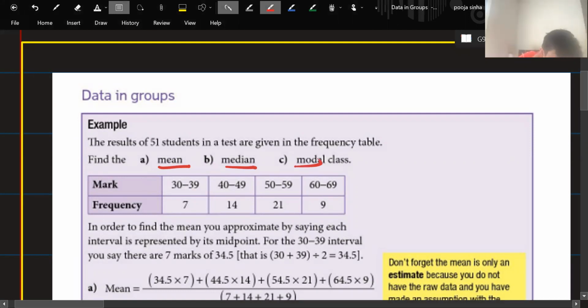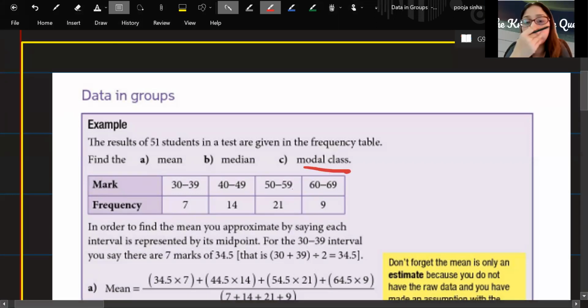For mode, you just see which is most frequent. So that's 50 to 59. Still you get the modal class. You're not getting the mode, okay? You're getting a modal class, but you're not getting the mode. For modal class, fine. For median, we will figure out how to. Let's start with mean. How do we find the mean?